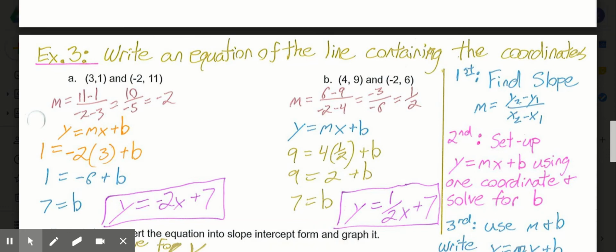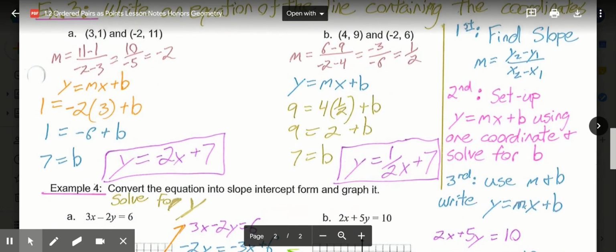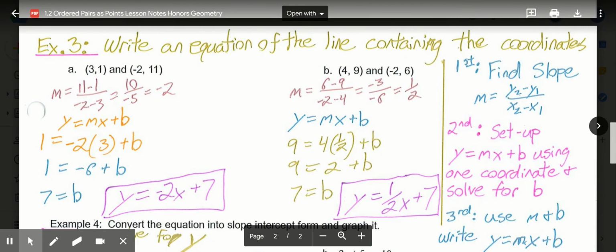So in order to write the equation of a line, I always write mine in slope-intercept form. The steps in order to do so are 3 steps here. The first step is to find the slope. So in this case, change in y, y2 minus y1 over x2 minus x1. So our y coordinates, 11 and 1, go on top, 11 minus 1, and our x coordinates, negative 2 and 3, go on bottom, negative 2 minus 3.